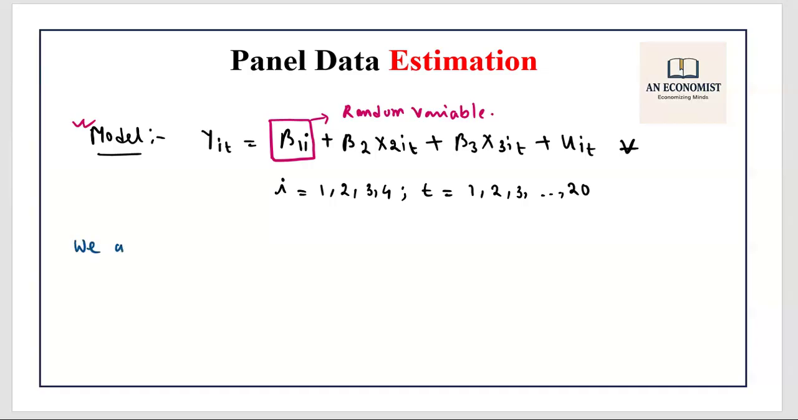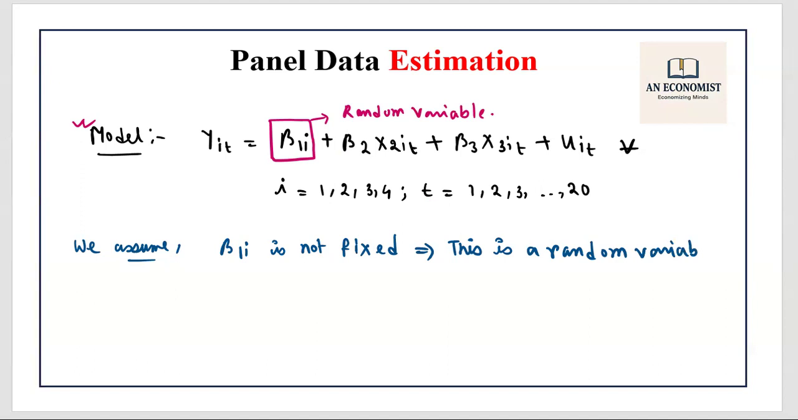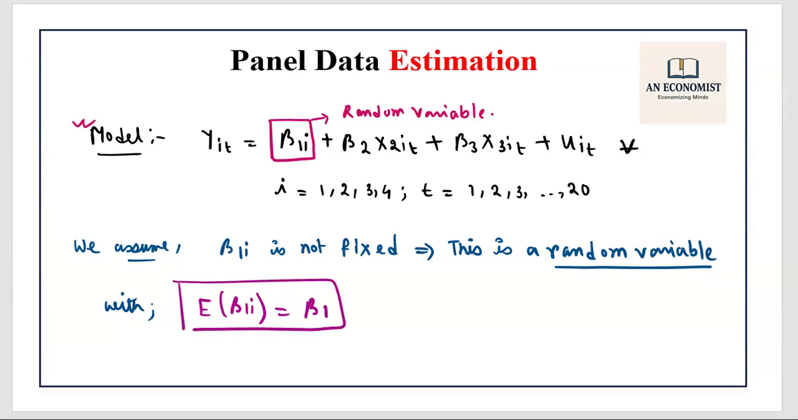Here, we assume that beta_1i, that is the intercept term, is not fixed. It is a random variable. That is why the name is the random effect model, because we are capturing the entity effects individually, but they will be random in nature. We assume that the expected value of beta_1i will be beta_1.